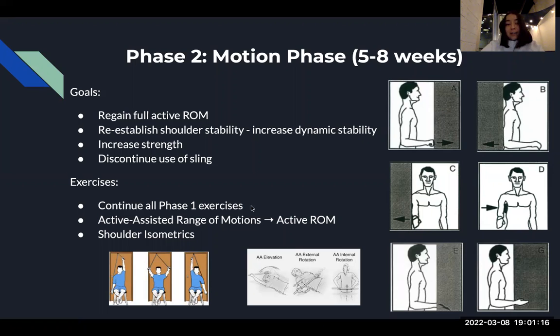So you're going to continue with all the phase 1 exercises and then add in active assisted range of motion and progress to active range of motion to gain mobility in the shoulder. And for assistance, you can use a dowel, or right here we have like a pulley system. And then you also have shoulder isometrics, which strengthen the shoulder without actually moving the shoulder. So shoulder flexion, extension, abduction, adduction, external rotation, and internal rotation.